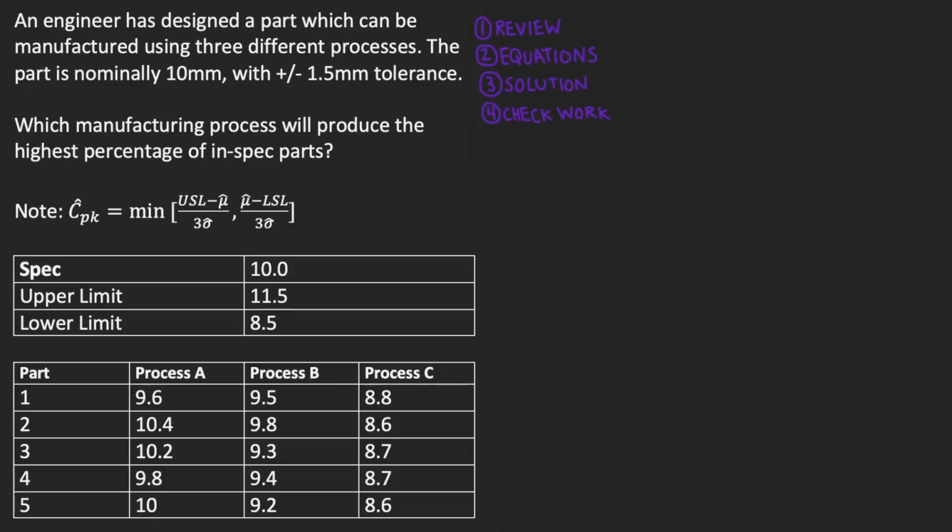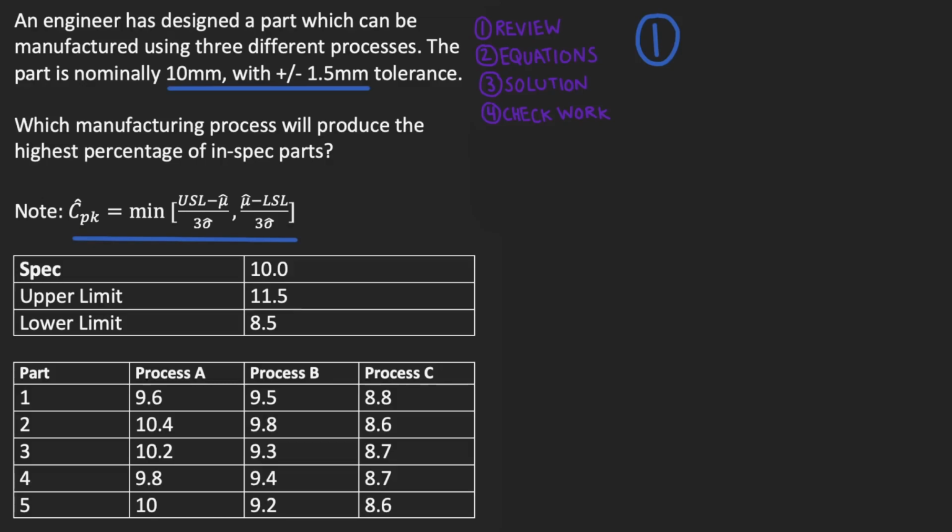Kicking it off with step 1, the problem states an engineer has designed a part which can be manufactured using 3 different processes. The part is nominally 10 millimeters with plus or minus 1.5 millimeter tolerance. Which manufacturing process will produce the highest percentage of in-spec parts? And then the problem says, note, C sub pk is equal to the min of USL minus mu over 3 sigma and mu minus LSL over 3 sigma. So I'm guessing that this is an equation that we're going to need to use.